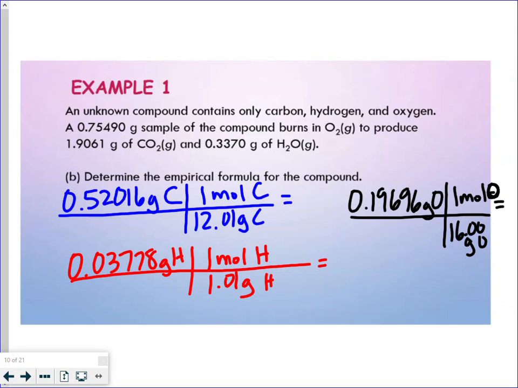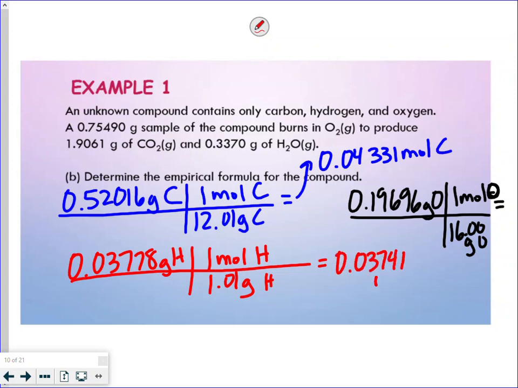For carbon, I'm going to write it up here, it was 0.04331 moles. For hydrogen, I got 0.03741 moles. And for oxygen, I'm going to put it down here, 0.012310, and that was moles of our oxygen.